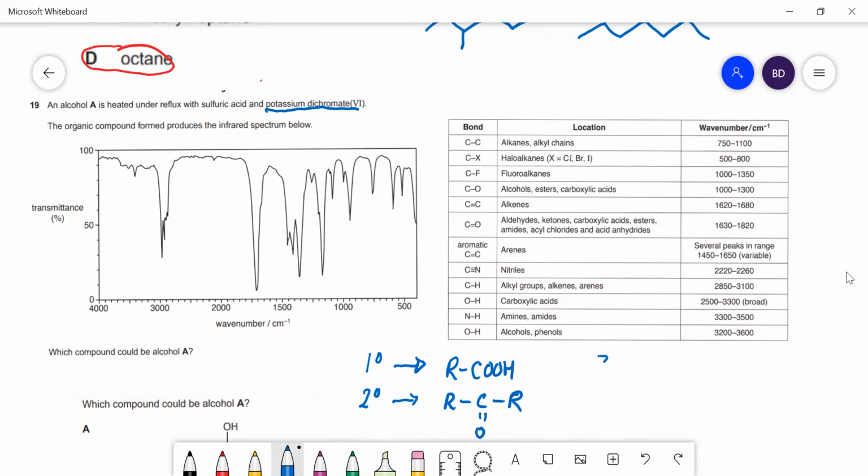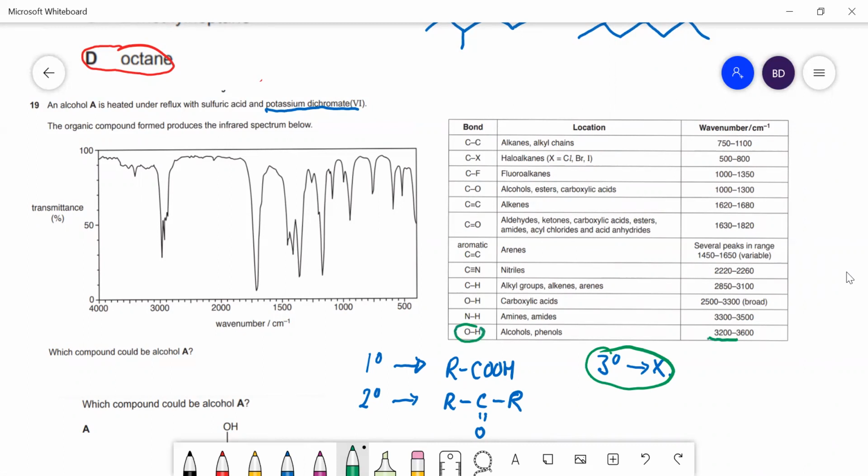And a tertiary, of course, can't be oxidized. No oxidation. Right. So we need to think, is it a tertiary alcohol, first of all? Now, if it's a tertiary alcohol, when you oxidize it, nothing happens. So you still have the OH group there. So the OH group for the alcohol is there.